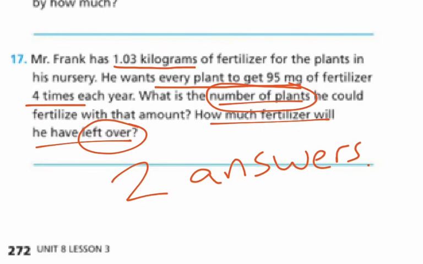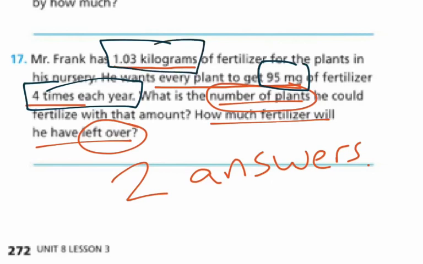Final problem. Mr. Frank has 1.03 kilograms of fertilizer for plants. He wants every plant to get 95 milligrams of fertilizer 4 times a year. So right off the bat, you're going to have to know that 95 times 4 will give you the amount for each plant in the year in milligrams. So you've got to figure out how many plants he can fertilize with 1.03 kilograms. Notice you got kilograms, and you're going to need to convert that into milligrams in order to figure it out. So we're looking for two answers: how many plants will he fertilize, and also how much fertilizer is left over.